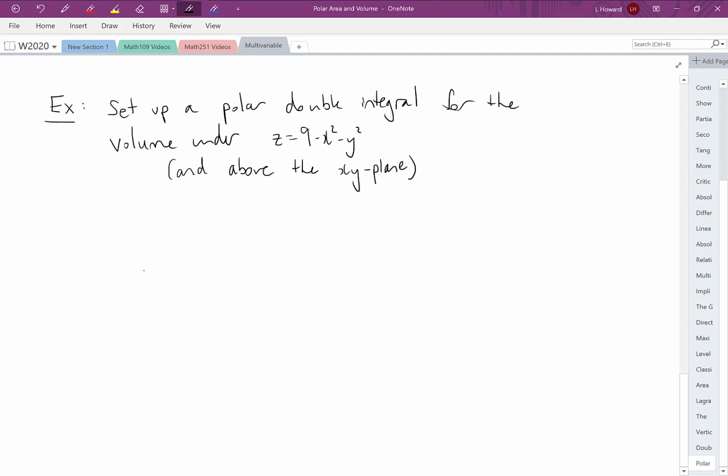So let's see if we can draw a picture. This surface here is actually a paraboloid. Remember that if you just said z equal x squared plus y squared, that's a bowl that's opening upwards. Now what we've got is z equal 9 minus x squared minus y squared. So the negative signs actually flip this bowl upside down, and then it's been lifted up 9 units. So it looks something like that. So we want to find the volume under this paraboloid and above the xy plane. So just find this enclosed volume here.